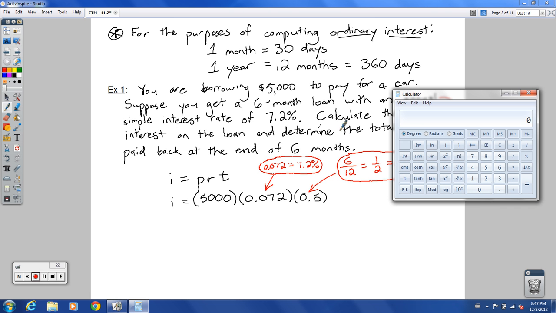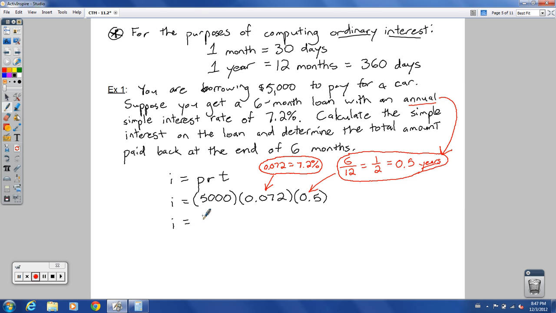So let's do that right here. We have 5,000 times 0.072 times 0.5. That's going to be 180 exactly. Sometimes it will be a rounded off answer, but this one happened to be 180 exactly. This is in dollars, $180 interest. So this is $180 in simple interest.